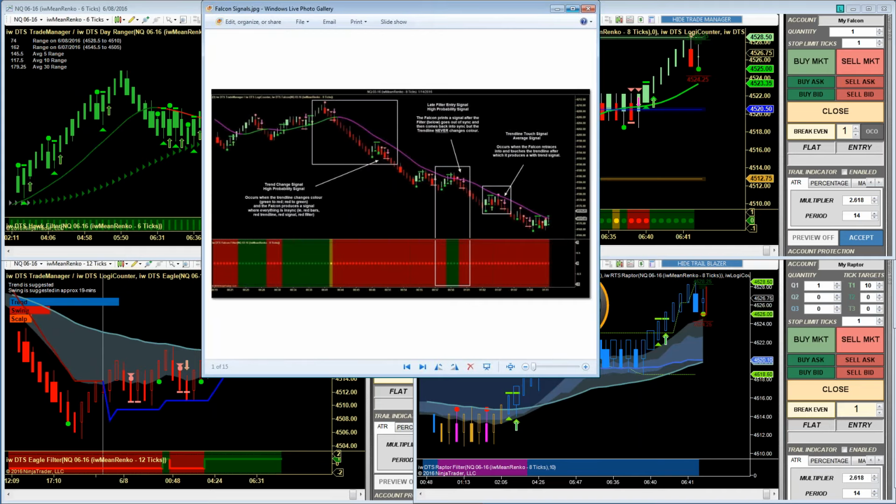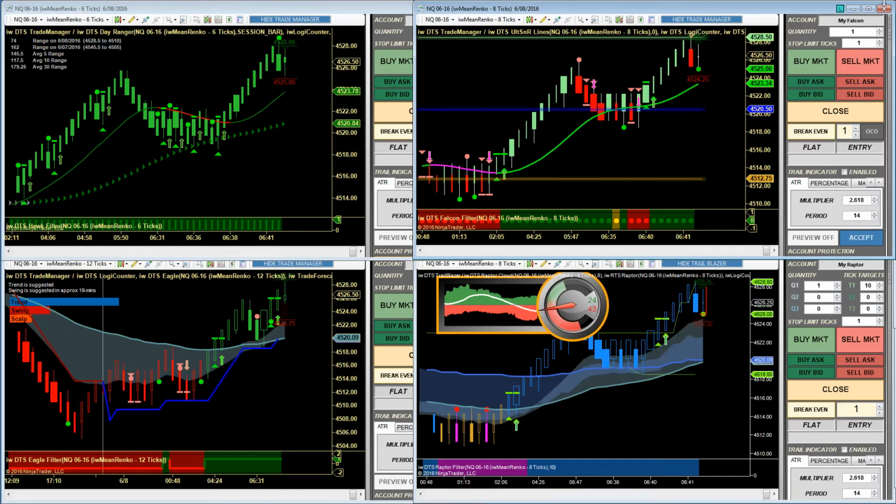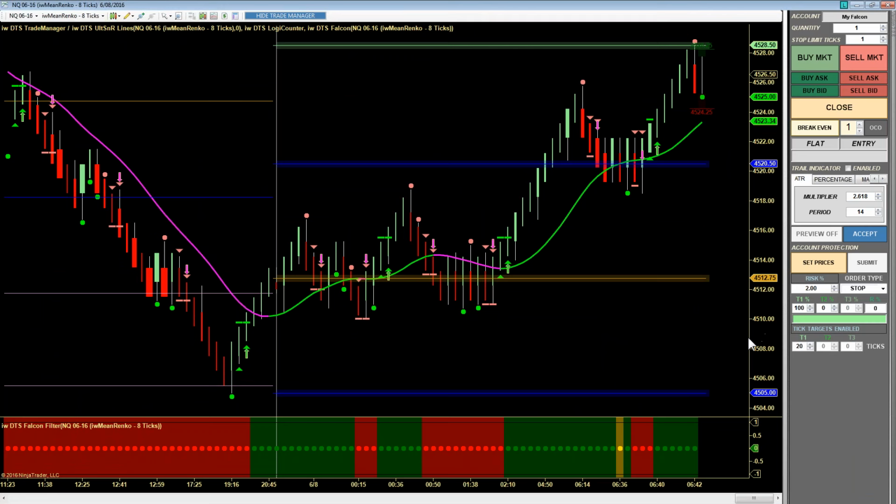So here on the Falcon this morning, right here is our trend change signal, and it also happened to be a late filter entry signal. Notice the filter went out of sync and came back into sync, and we produced a buy signal. This is a high probability signal.